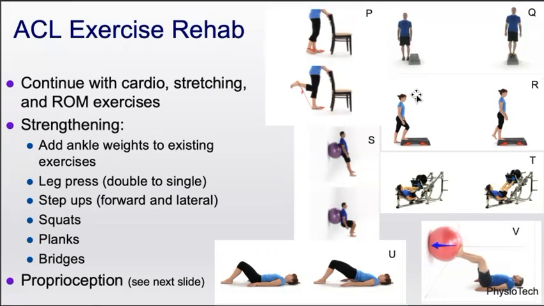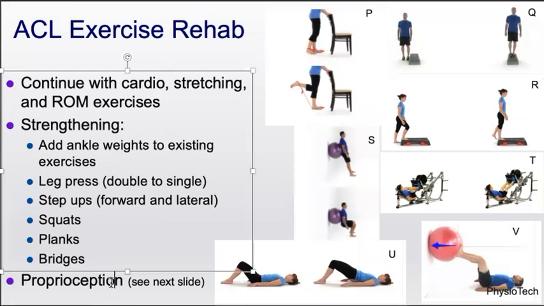You can do that in the sagittal plane. You can do it in the frontal plane. You're going to want to do some glute bridges, some planking. And then once you get past the mid-stage rehab, you're going to want to start to incorporate some proprioception and some balance work.